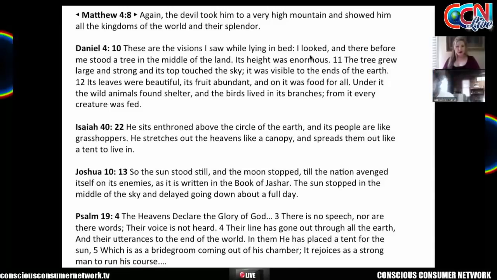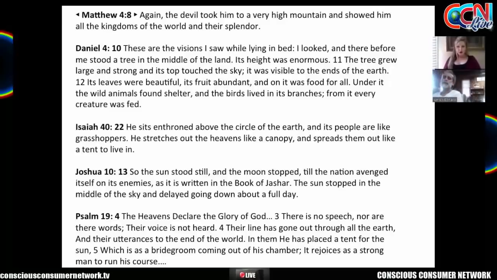Okay, so similar system. Here are some of the scriptures which really point to a flat Earth, and in the Bible, Isaiah is a good one here. Isaiah 40:22. He sits enthroned above the circle of the Earth, and its people are like grasshoppers. He stretches out the heavens like a canopy and spreads them out like a tent to live in. And so, other scriptures tell forth a lot of truth too. Joshua 10:13, where Joshua asked the Lord to make the sun stand still.